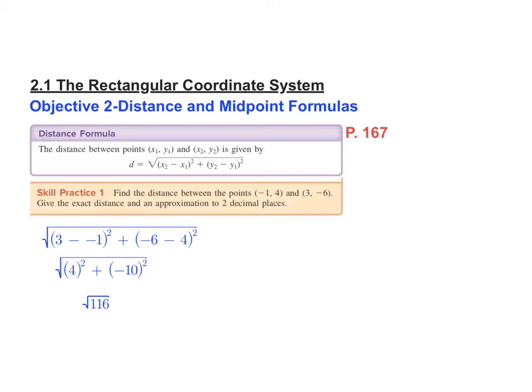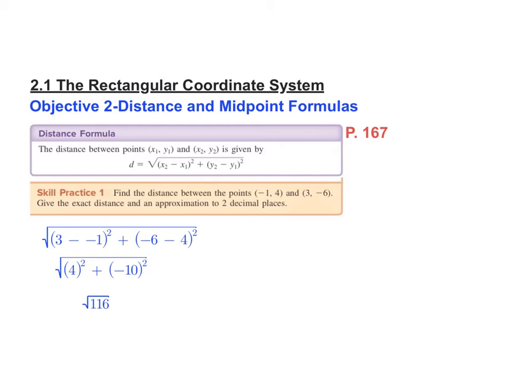So is there a perfect square that goes into 116? 4. Yes, 4 definitely goes into it. Yes, he's right. 4 goes into it. Anything bigger than 4? Well, what's 116 divided by 4? 29. So that's 4 times 29.